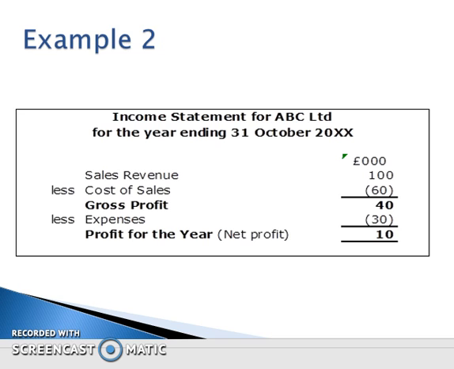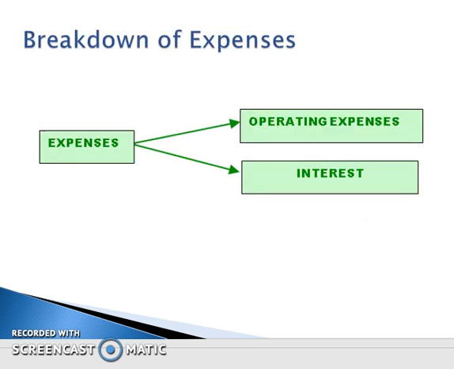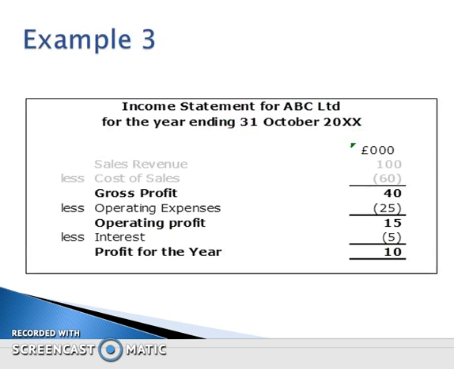The remaining expenses can be split between operating expenses for the day-to-day running of the business and interest, also known as finance costs. Again, we get another subtotal. This time it's the operating profit. As its name suggests, this is a measure of the performance of the people responsible for all the business operations, regardless of how the business is financed.